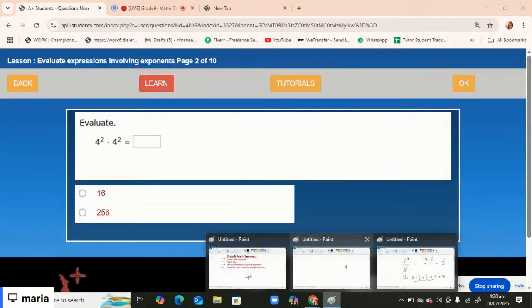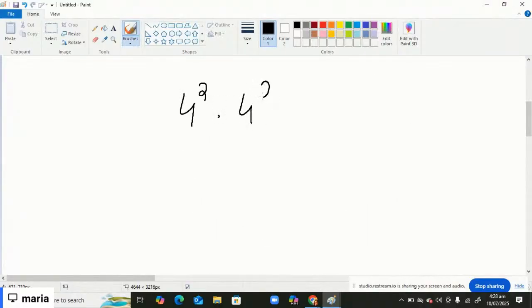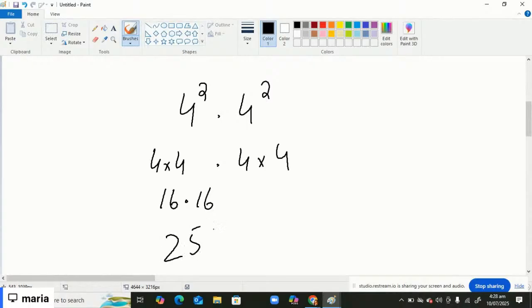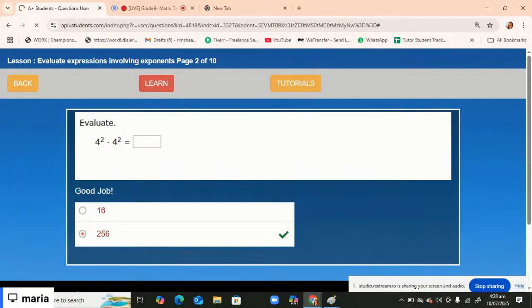4 to the power of 2, 4 to the power of 2. We already did this, I think. So 4 to the power of 2 times 4 to the power of 2. What does it mean? 4 times 4 times 4 times 4. We're going to write 4 two times, so 16 times 16, which is 256. So here is our answer. That's it.